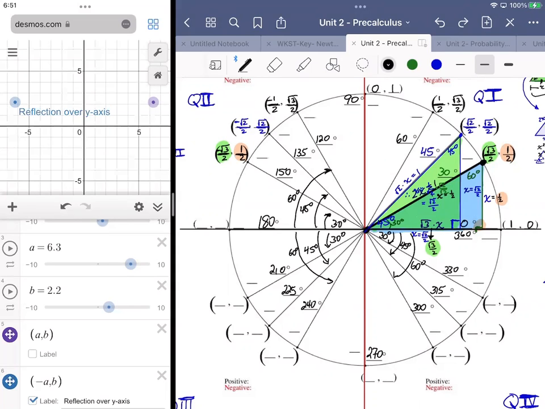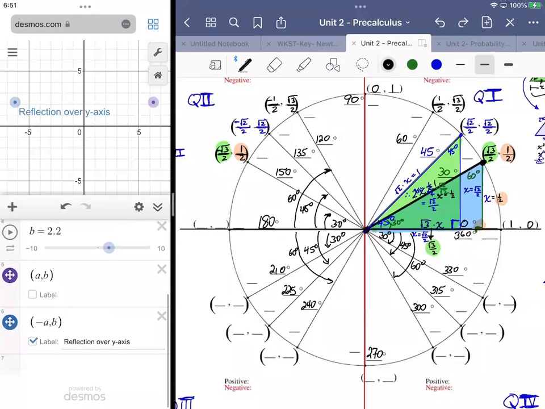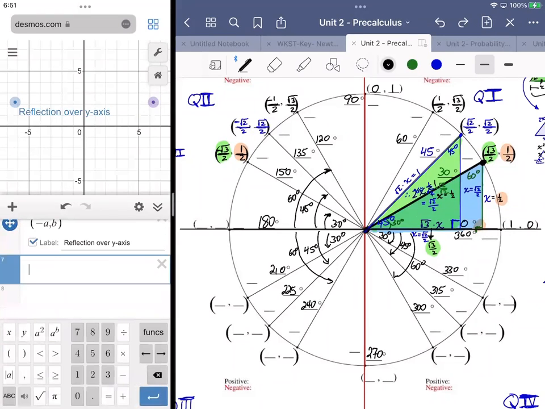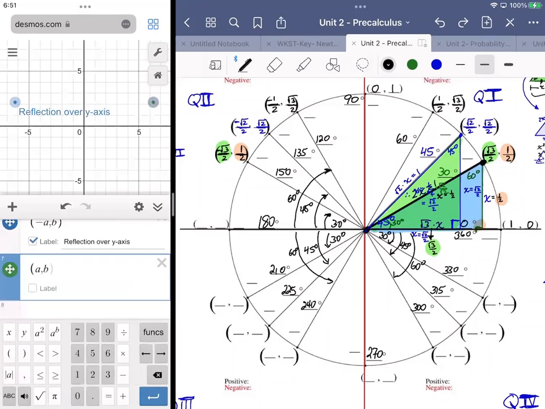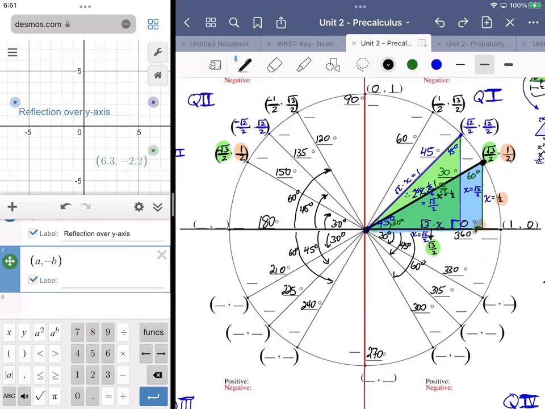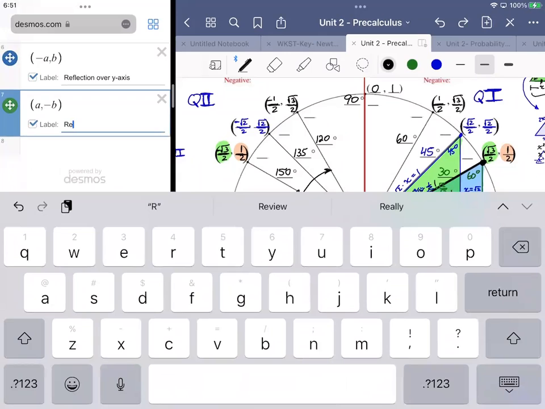So then we need to reflect all the coordinates in the northern hemisphere over the x-axis, right? So to reflect over the x-axis, we take our original coordinate, a comma b, but we negate the y value. So that's a reflection over the x-axis.